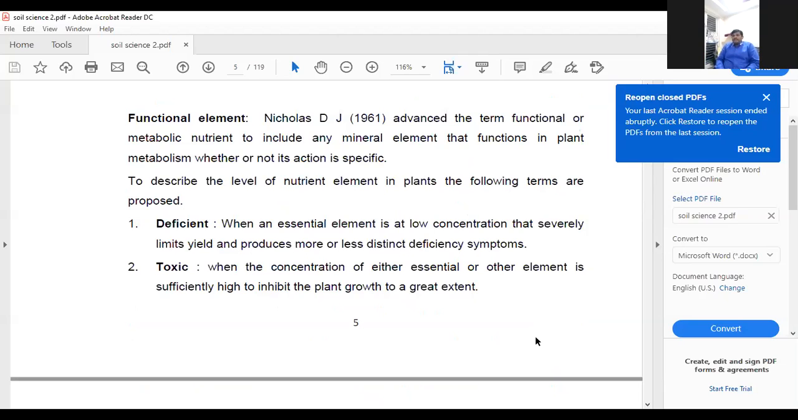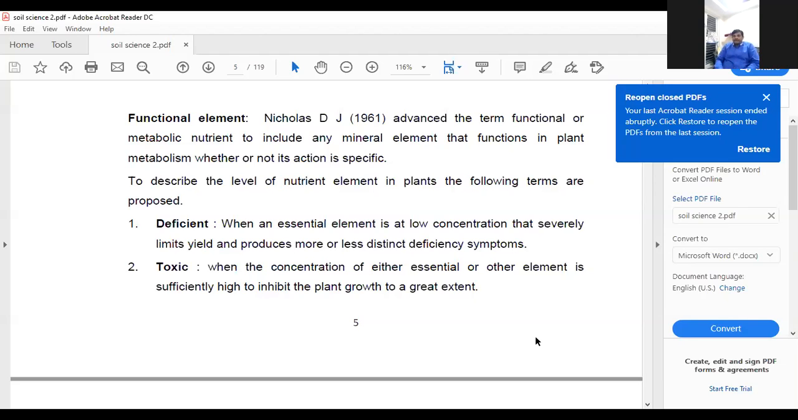If the element is at a low concentration, lower than the balanced form, that severely limits the yield and produces more or less distinct symptoms, which is known as deficiency. When an element is at a low concentration which severely limits yield and produces some more or less distinct symptoms, that is called a deficiency symptom, and the process is called deficiency. It is lower than balance.